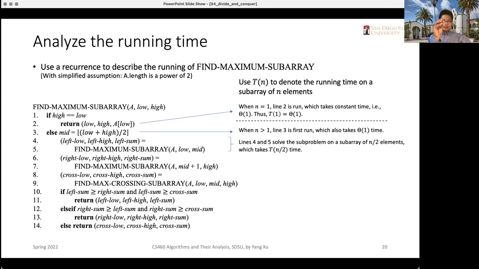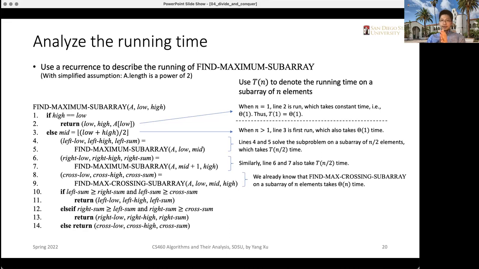The first recursive call from line 4 to 5 is a subproblem with half the element size as input. So the running time can be indicated by T of n over 2. And from line 6 to 7, it is the recursive call on the second half, which is also a smaller subproblem, which takes T of n over 2 time as well. And we already know that for lines 8 to 9, the find max crossing subarray takes linear running time. The input size is n, so the running time is big theta of n.